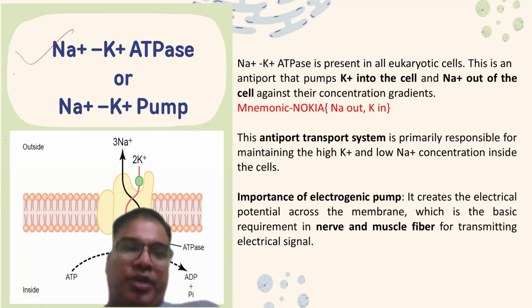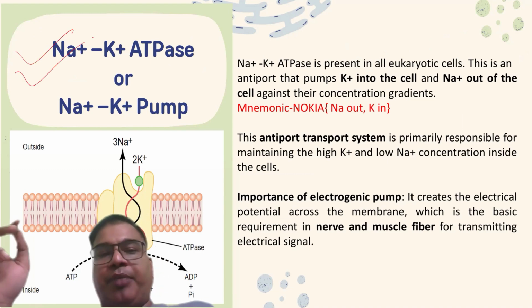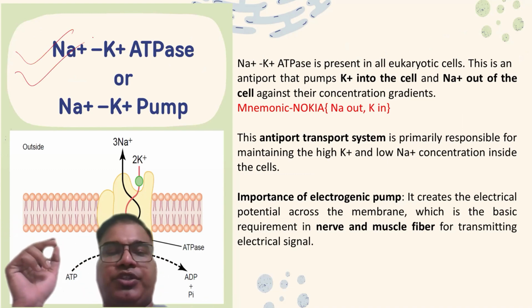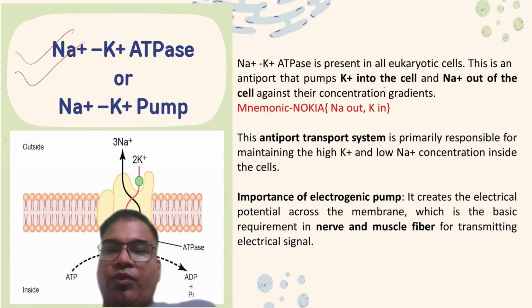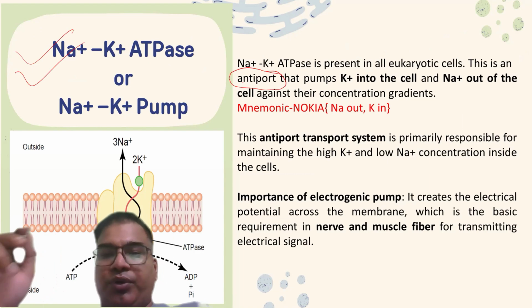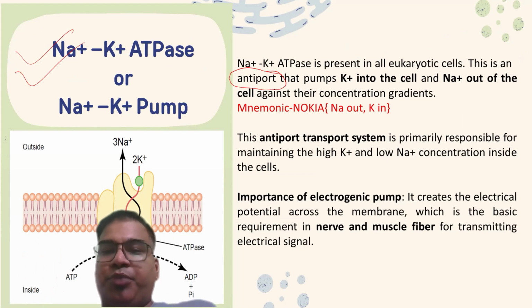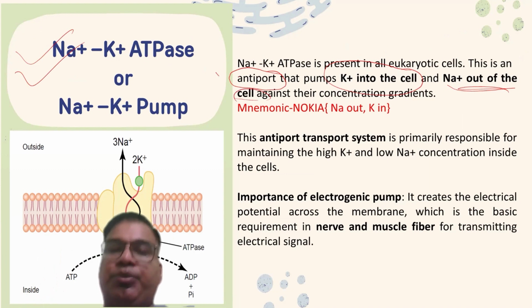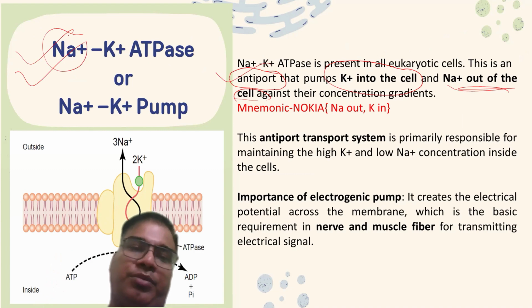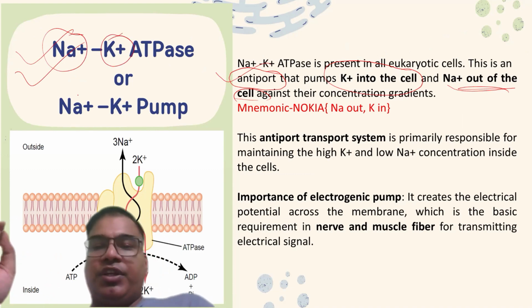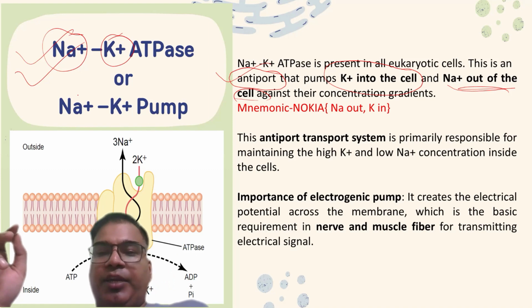The most important and common example of primary active transport is the sodium potassium ATPase. Basically, it is an antiport that pumps potassium into the cell and sodium out of the cell. Antiport means there is a movement of these two respective ions, sodium and potassium, but both of them are moving in opposite directions. So that is antiport.